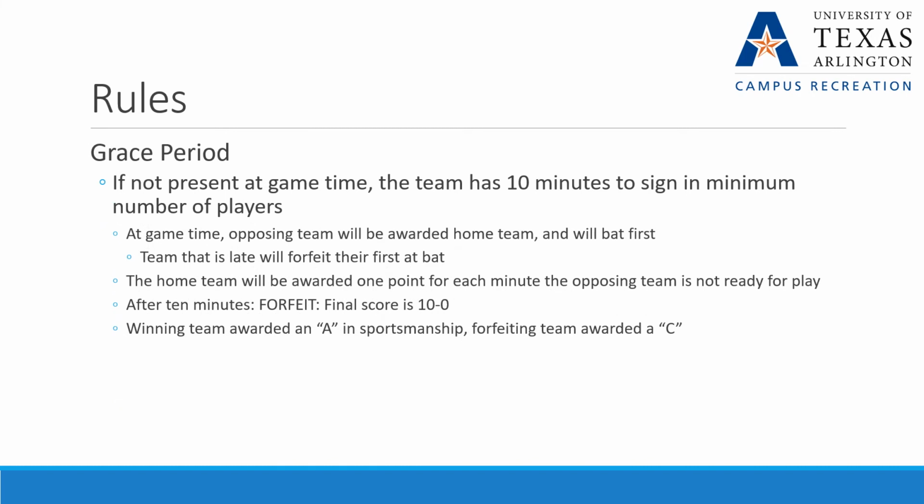If teams are not present at game time, the team has 10 minutes to sign in with the minimum number of players. At game time, the opposing team will be awarded the home team and will bat first. The team that is late will forfeit their first at bat. The home team will be awarded 1 point for each minute the opposing team is not ready for play. After 10 minutes, it will be a forfeit, and the final score is 10-0. The winning team is awarded an A in sportsmanship, and the forfeiting team is awarded a C, or a 2.